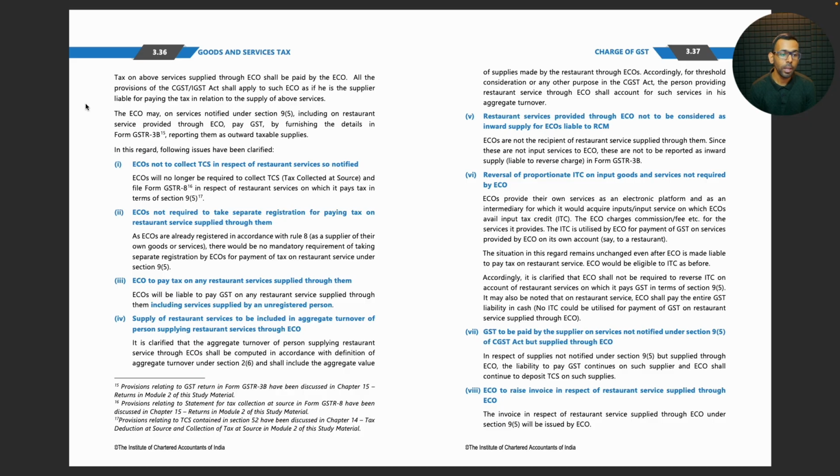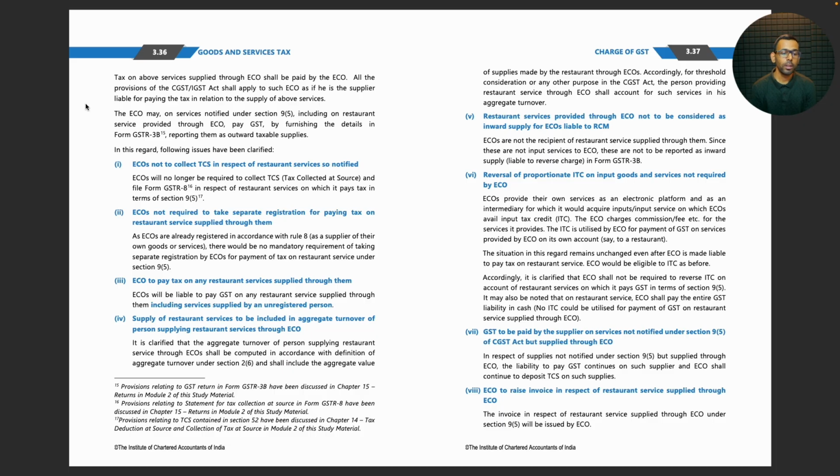The ECO may, on services notified under section 9 subsection 5, including restaurant service provided through ECO, pay GST by furnishing the details in form GSTR 3B, reporting them as outward supplies. Okay, in this regard, following issues have been clarified.